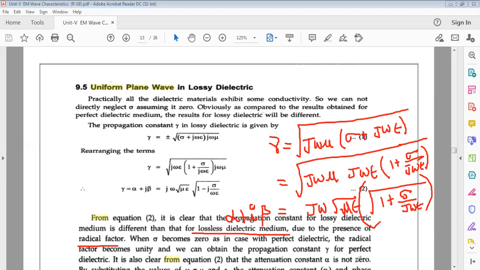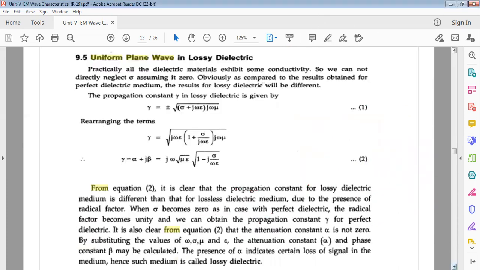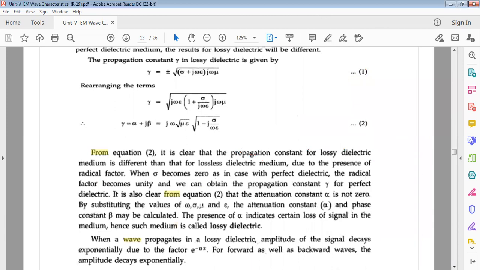It is also clear from the equation that the attenuation constant alpha is not zero. By substituting the values of omega, sigma, mu, and epsilon, the attenuation constant alpha and the phase constant beta may be calculated. The presence of alpha indicates a certain loss of signal in the medium. If alpha is not zero, there is definitely a loss, so we call it a lossy dielectric.